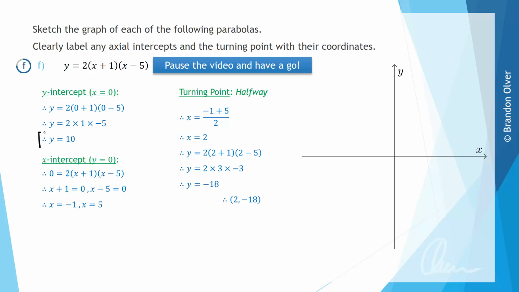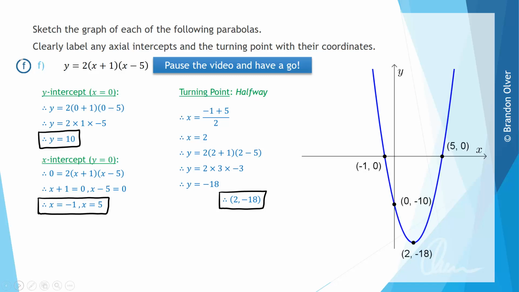So now we can use our y-intercept, our two x-intercepts of minus 1 and 5, and the turning point at 2, negative 18 to sketch this graph. So plotting those points and joining them with a parabola shape will give this graph.